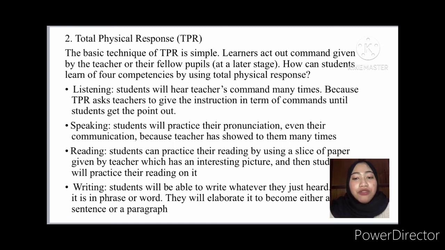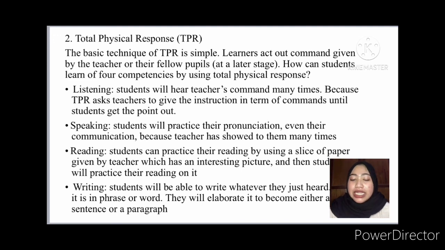The basic technique of TPR is simple: learners act out commands given by the teacher or their fellow pupils. This activity will put long-term memorizing into students because they can do and feel what they actually learn. Using commands from teachers is something fun, rather than doing something which is focused on paper or the teacher's speech. So, how can students learn the four competencies by using total physical response?